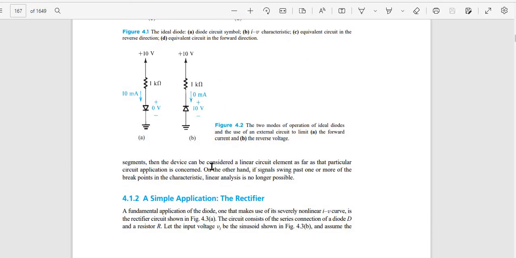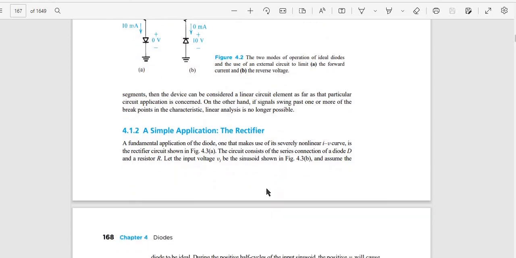Segments. Then the device can be considered a linear circuit element as far as that particular circuit application is concerned. On the other hand, if signals swing past one or more of the breakpoints in the characteristic, linear analysis is no longer possible.